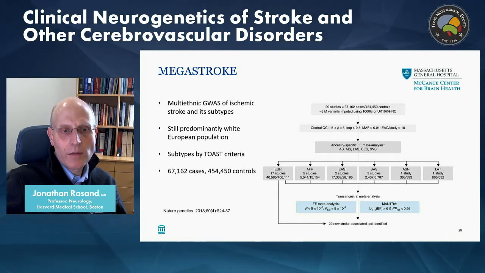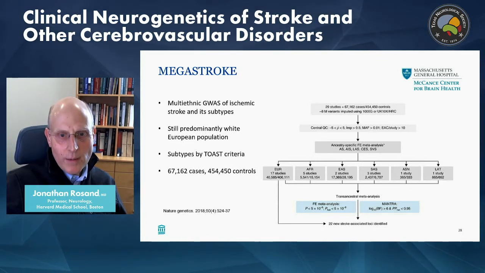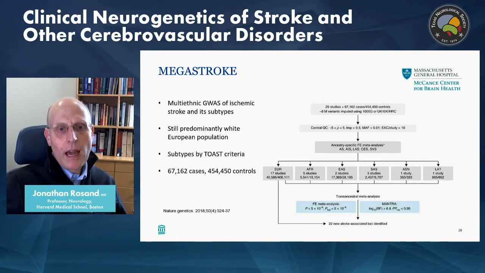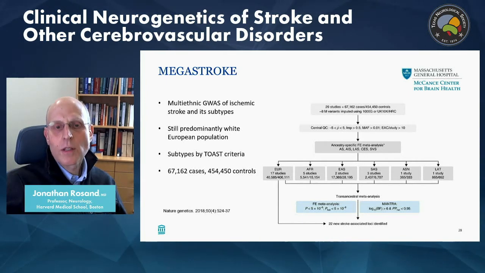So you can see all the way on the left, EUR represents European ancestry individuals. Overwhelmingly, this was a study of individuals of European ancestry. Next, there are a few African ancestry studies, East Asian, South Asian, and so forth. So the first message is that this is really a study of European ancestry individuals, which is a very big limitation to these results, but we're fortunate in that more and more studies of mixed ancestry and different non-European ancestry populations are coming out.